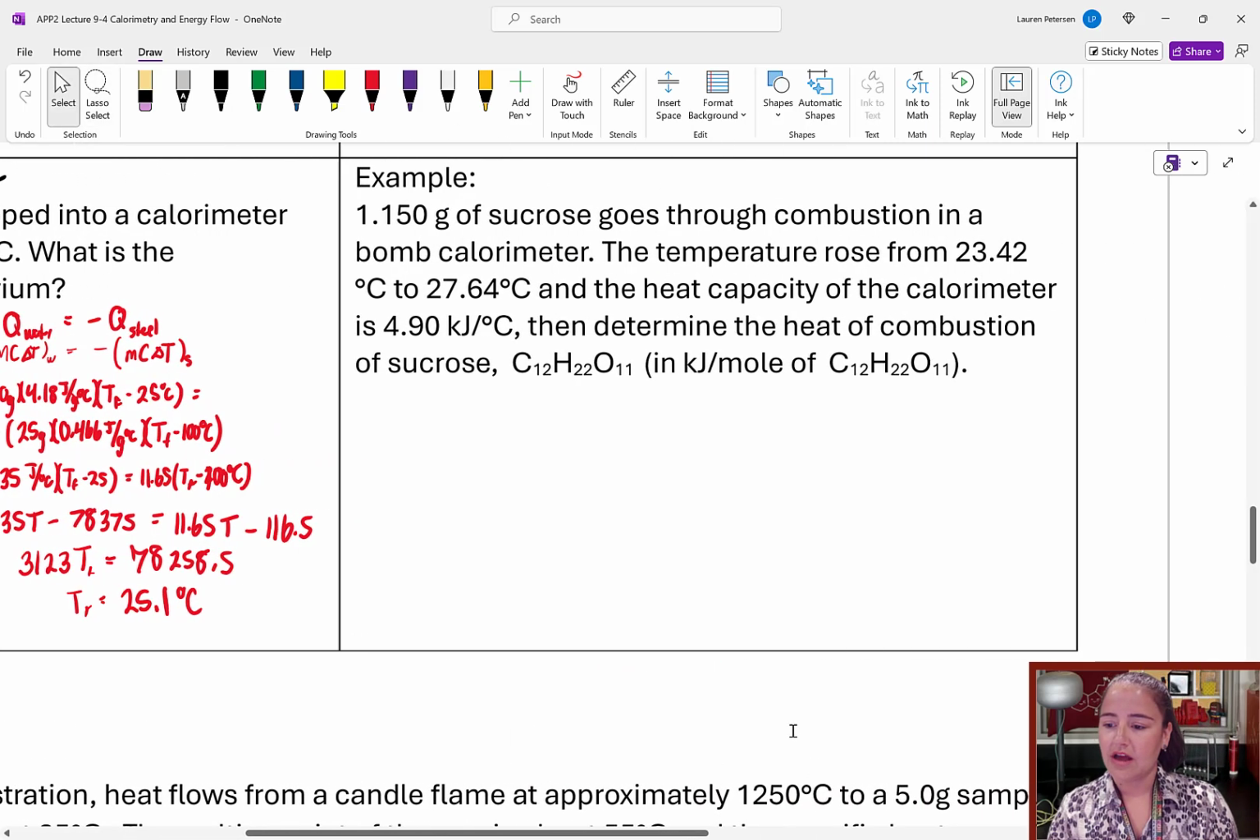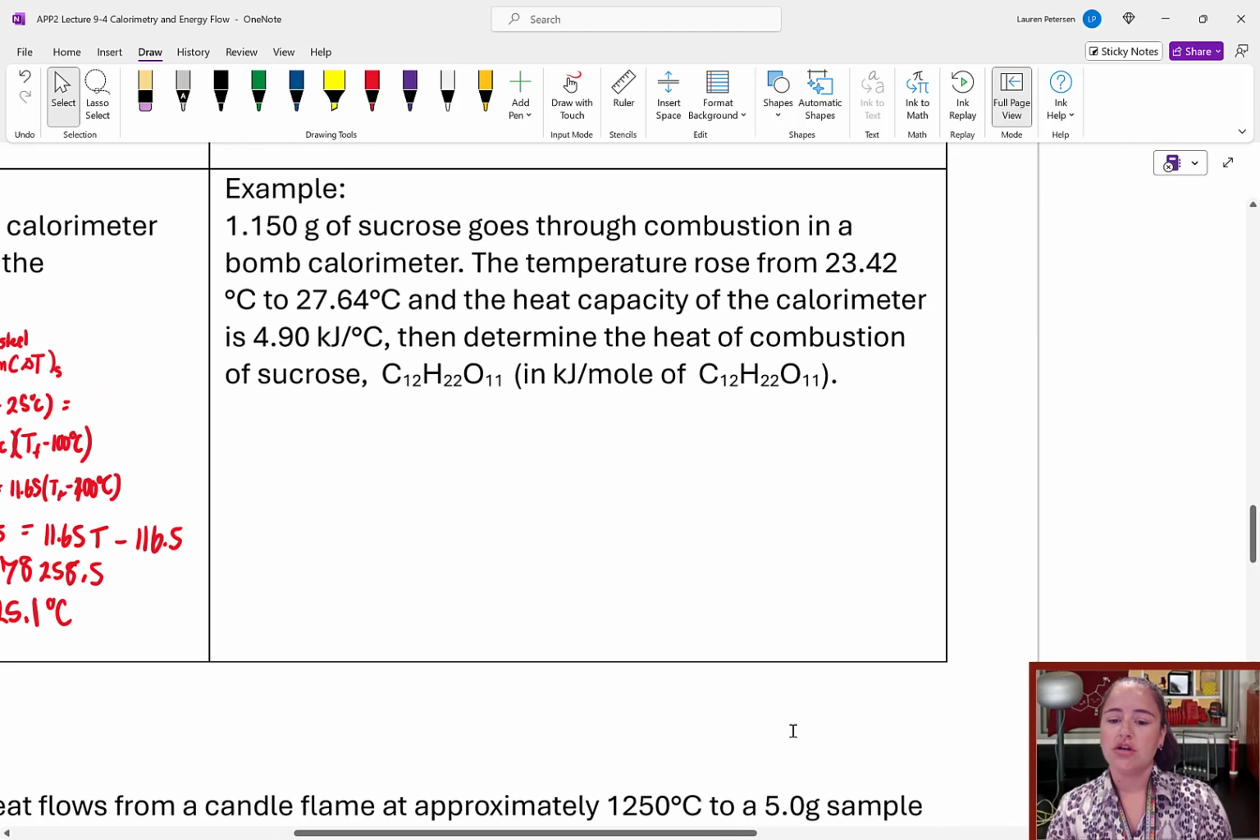Okay. So 1.150 grams of sucrose goes through combustion in a bomb calorimeter. The temperature rose from 23.42 degrees Celsius to 27.65 degrees Celsius, and the heat capacity of the calorimeter is 4.90 kilojoules per degree Celsius. Determine the heat of combustion of sucrose in kilojoules per mole.